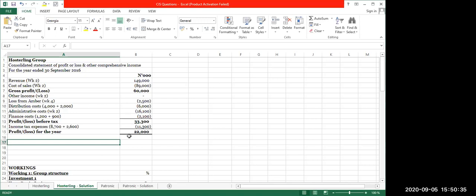Plus 2,600. So there we go. That's our final figure, the bottom line. So we can just say in the question, there is nothing like OCI. But we still have to create that line. So we'll see other comprehensive income.